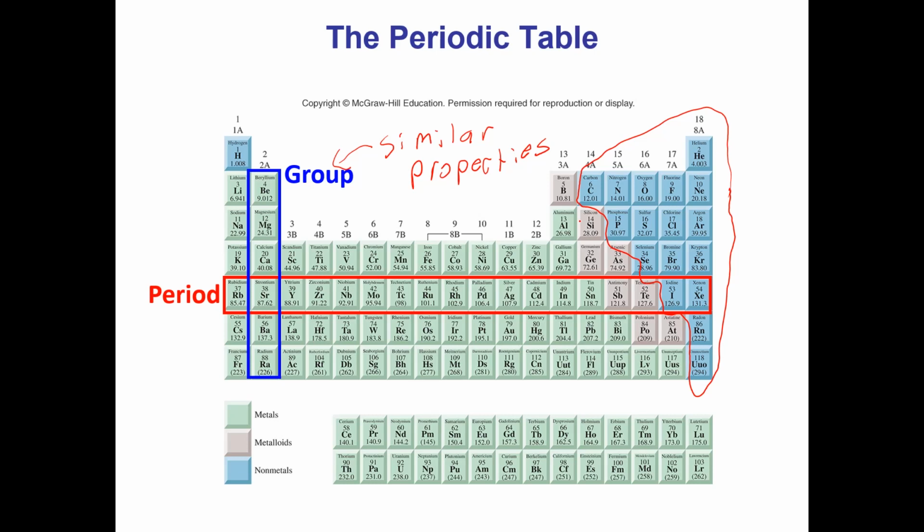So if you look at a period, as we go across the period, we have metals, and then we eventually get to the semi-metals, and then we get to non-metals. So it's quite obvious those are not going to have the same properties as each other. But elements that are in a group will have very similar properties.